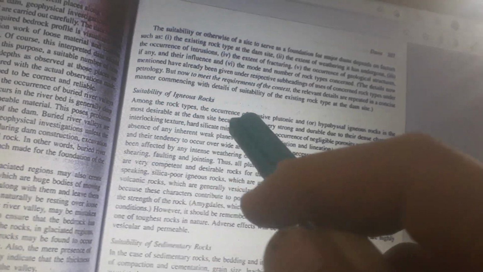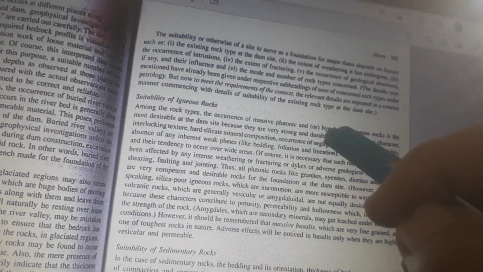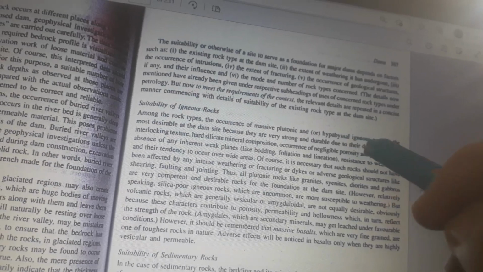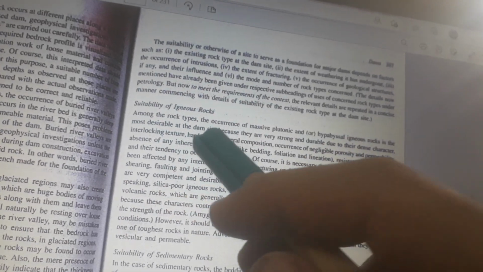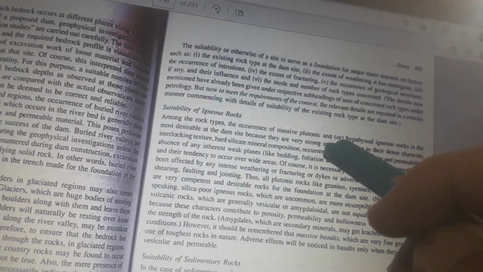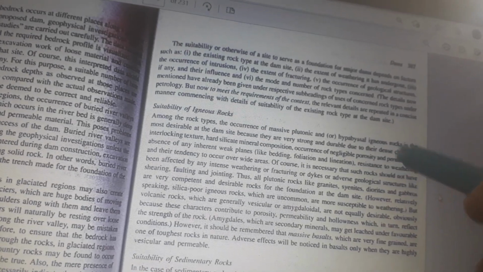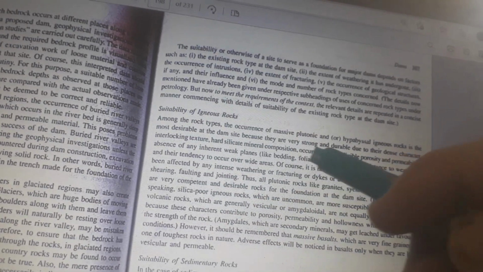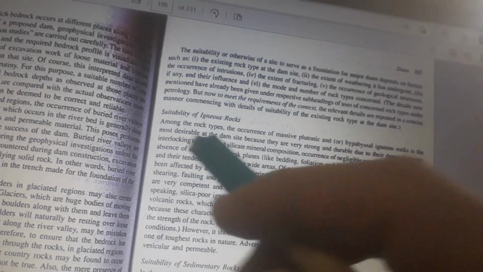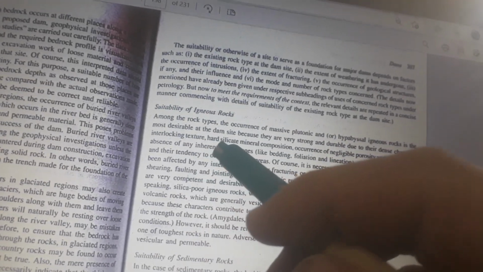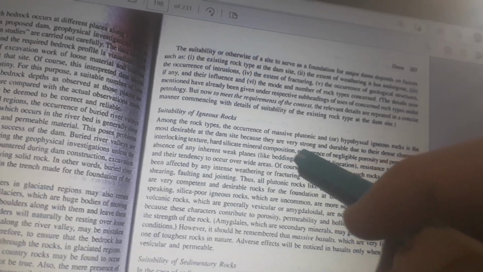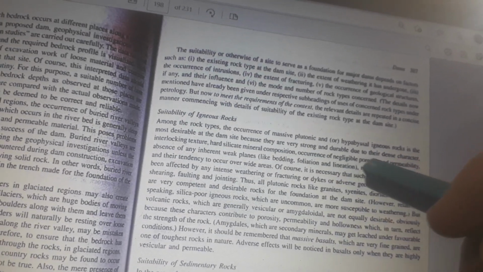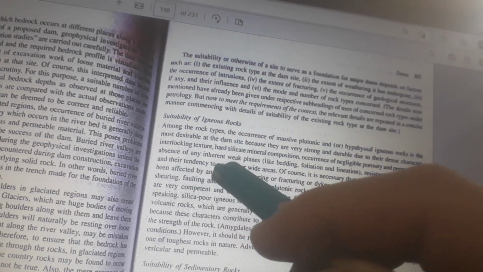Suitability of igneous rocks. Among the rock types, the occurrence of massive plutonic and hypabyssal igneous rocks is the most desirable at the dam site because they are very strong and durable due to their dense character, interlocking texture, hard silicate mineral composition, negligible porosity and permeability, absence of any inherent weakness like bedding, foliation, and lineation, resistance to weathering, and their tendency to occur over wide areas.